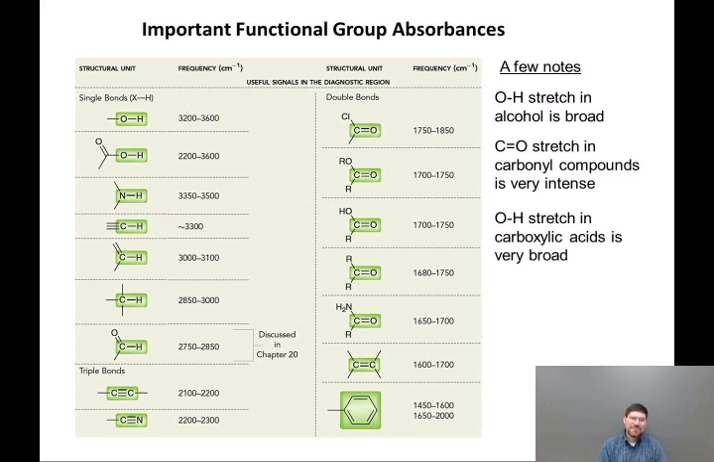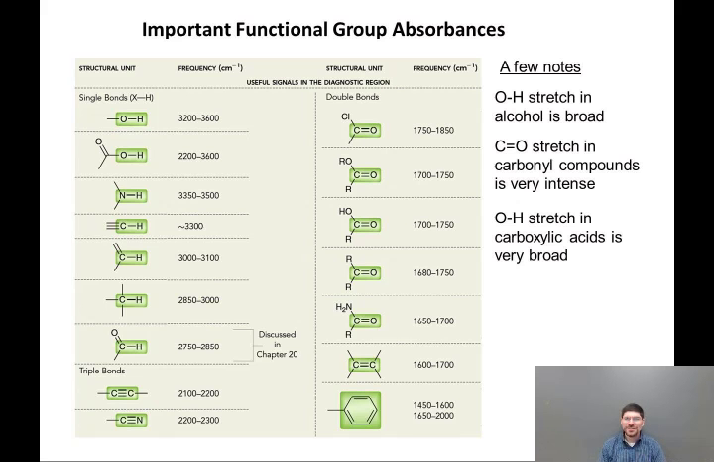So starting at the top of the chart, at highest frequency, we have the stretches to hydrogen. So we have OHs, NHs, and CHs. OHs show up in alcohols and carboxylic acids. And the OH stretch, in both of these functional groups, is broader than most other stretches are. In an alcohol, it's just broad, maybe 200, 300 wave numbers wide. In a carboxylic acid, it is incredibly broad. It is huge. It is about 1,000 wave numbers wide.